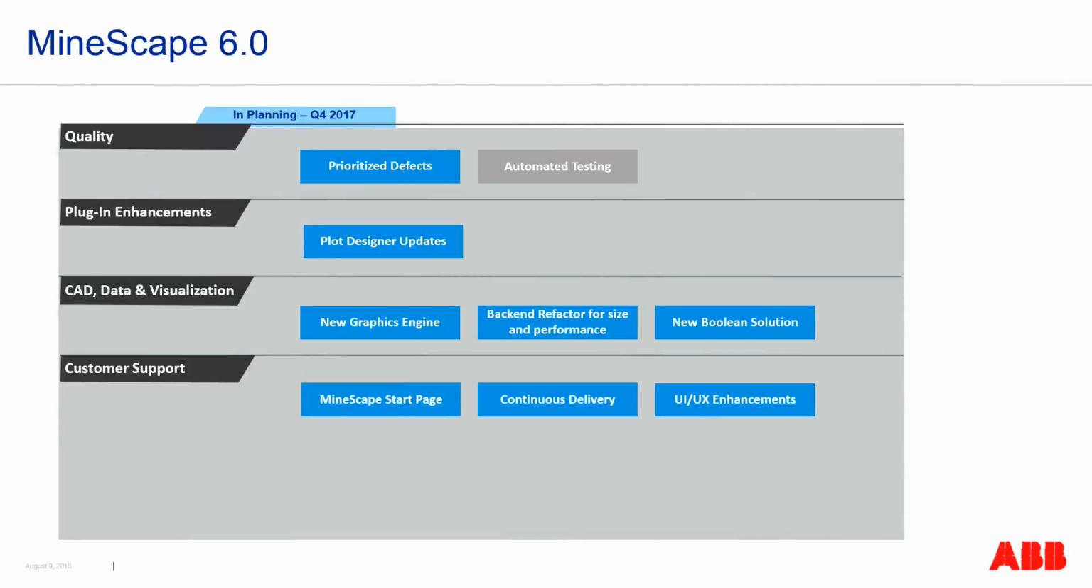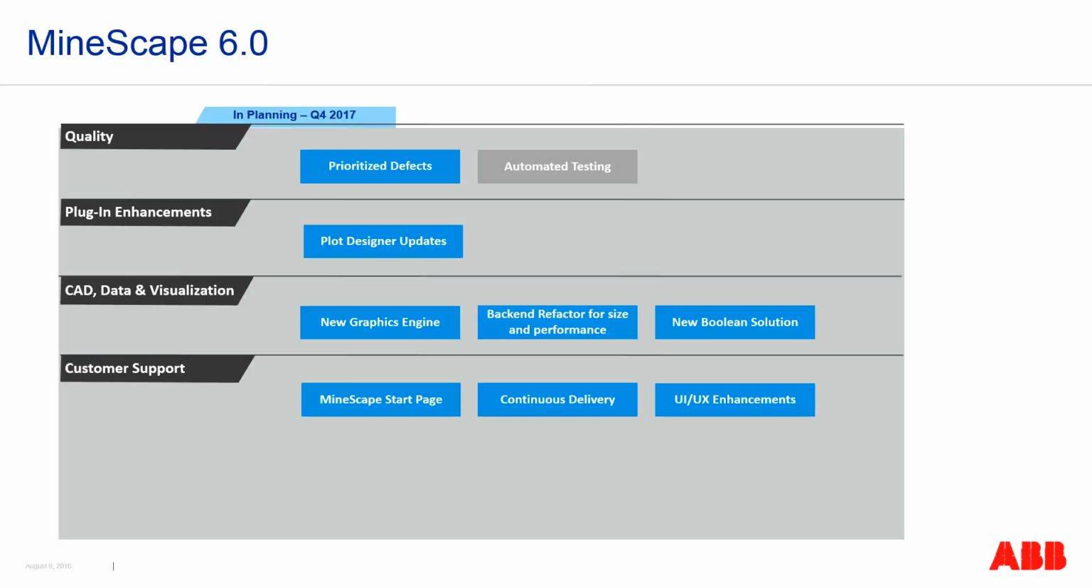For MineScape 6, we are looking to provide again prioritized defects and continue with our automated testing, increasing the number of automated tests we have. We're also looking to provide a plot designer update, and this would be a new engine to generate PDF files out of plot designer. New graphics engine: this will be a third-party engine to enable us to show more data than we have before, and also provide some more eye candy, using a third-party engine rather than building it ourselves.